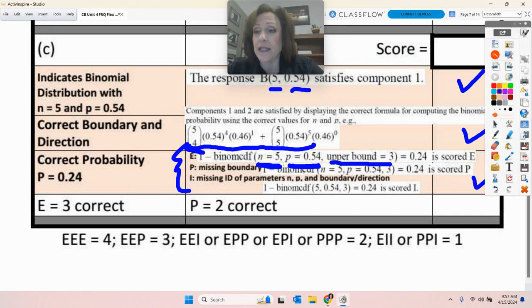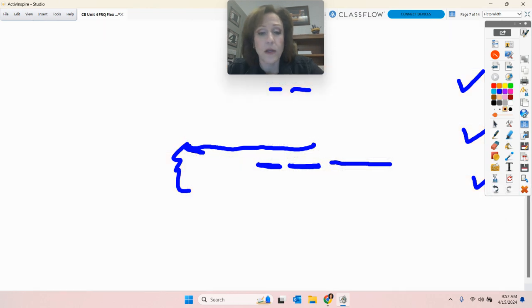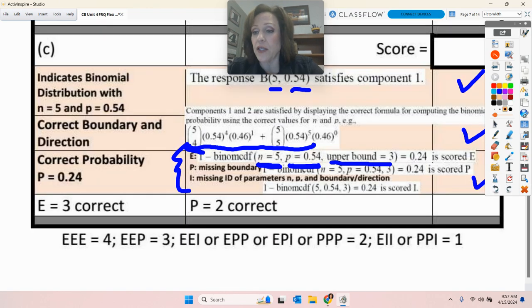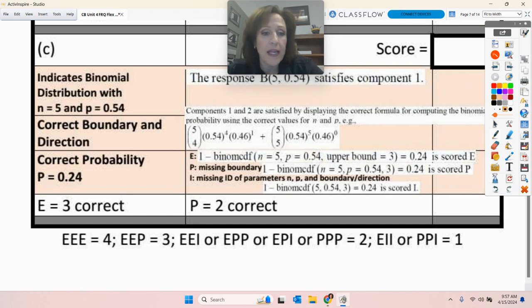Now, look at something like this one right here. Look at this second piece. This says 1 minus binomial CDF, n is 5, p is 0.54, and then they just say 3. So they didn't indicate that that was the upper bound, so they lost credit for not indicating the bound. If you just wrote calculator speak, 1 minus binomial CDF, and you didn't identify any of those parameters, you didn't get credit. So you knew how to mathematically do it, but then you didn't get credit.